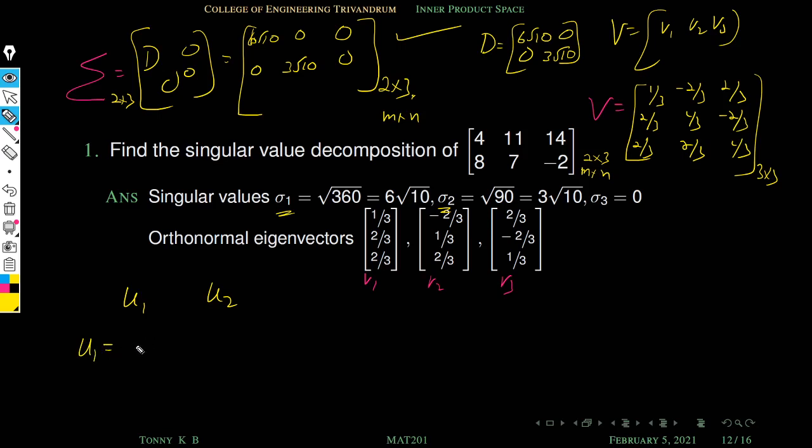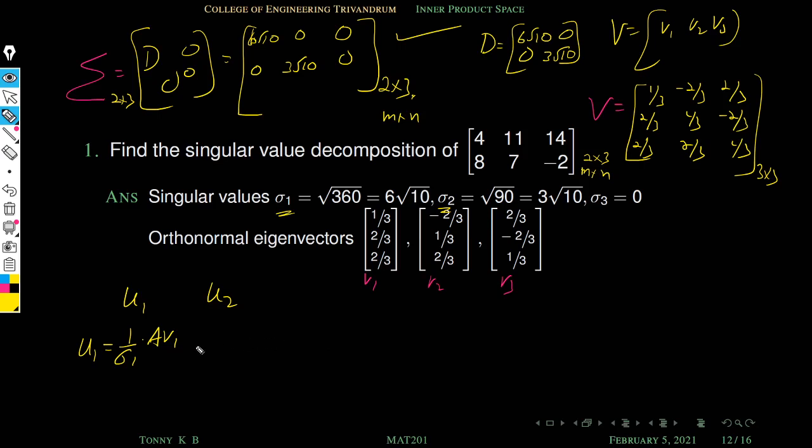What is the definition of U1? 1 by sigma 1. Not 1 by sigma 1. 1 by sigma 1 times what? A V1. Yes. So 1 by sigma times A V1. This is the definition of U1. Similarly, we can define U2.